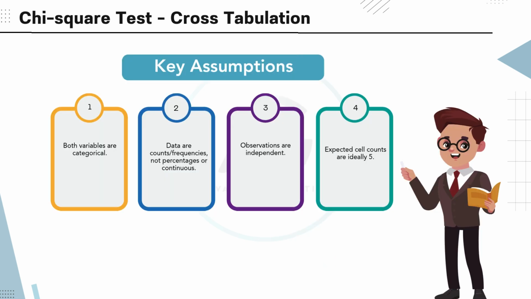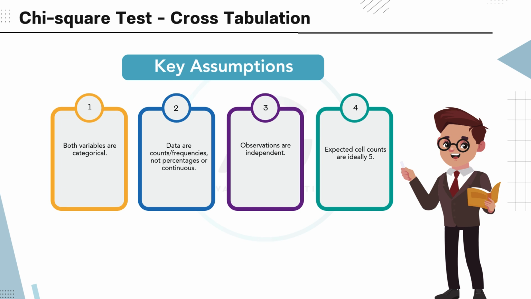This slide outlines the 4 key assumptions we must satisfy when applying the chi-square test for cross-tabulation. Let's walk through each of these. 1. Both variables are categorical. This test is strictly for categorical data, such as gender, region, shift, yes/no outcomes, etc. If either variable is numerical, this test is not appropriate.